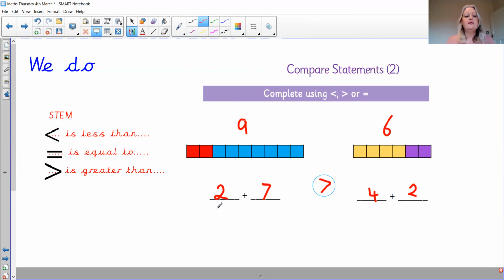So I know that 2 add 7 is bigger than 4 add 2.